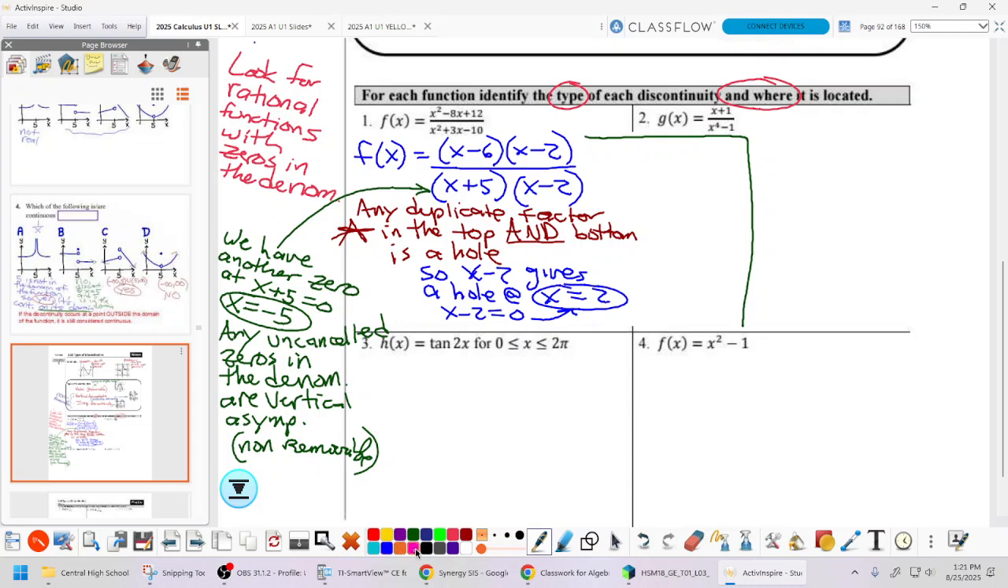Okay, so in summary, we have a hole and just say removable at x equals 2. And can we agree to abbreviate VA, which is non-removable at x equals -5. There's our summary. Sorry, I have it jamming up this next problem.